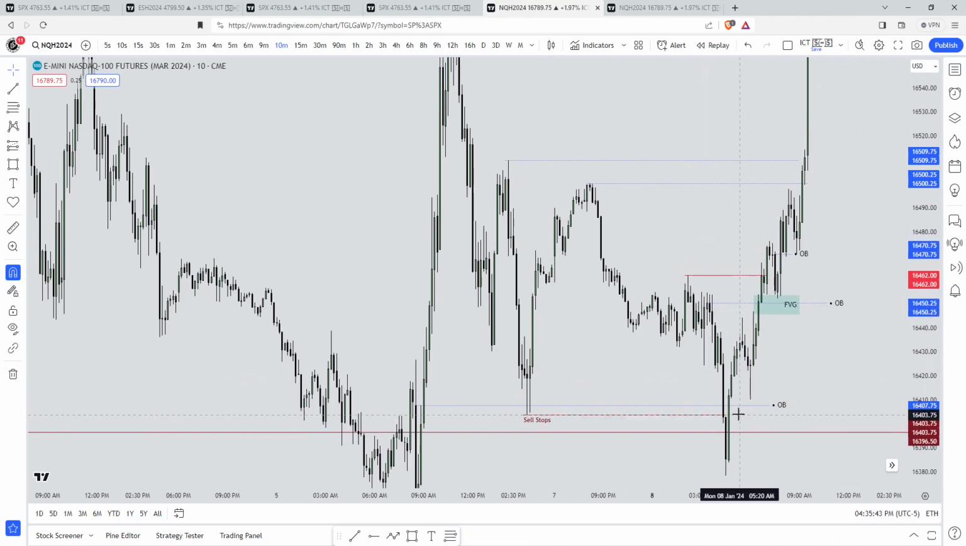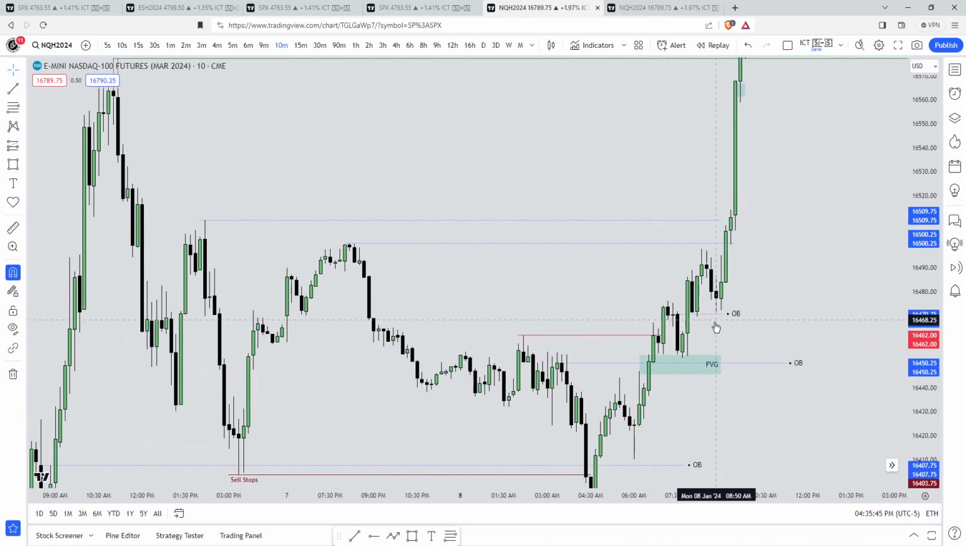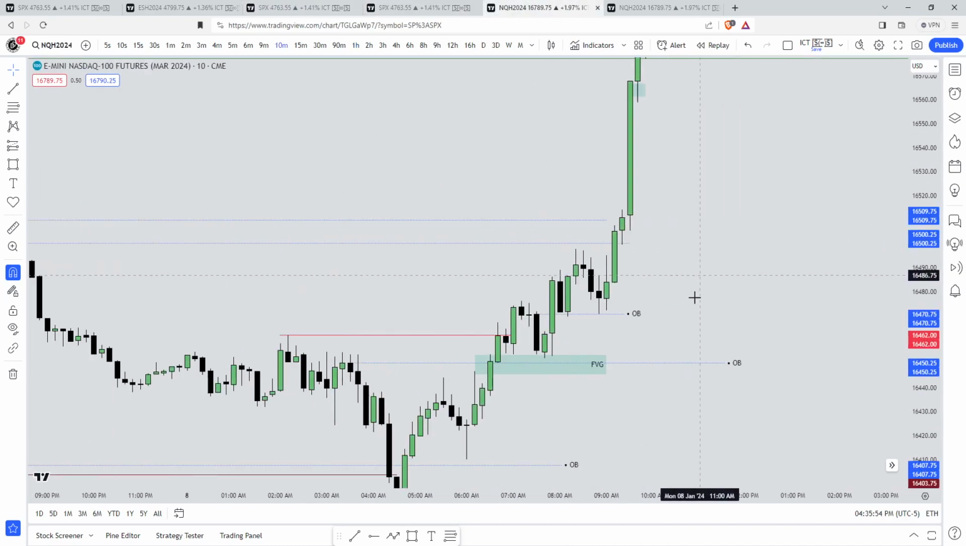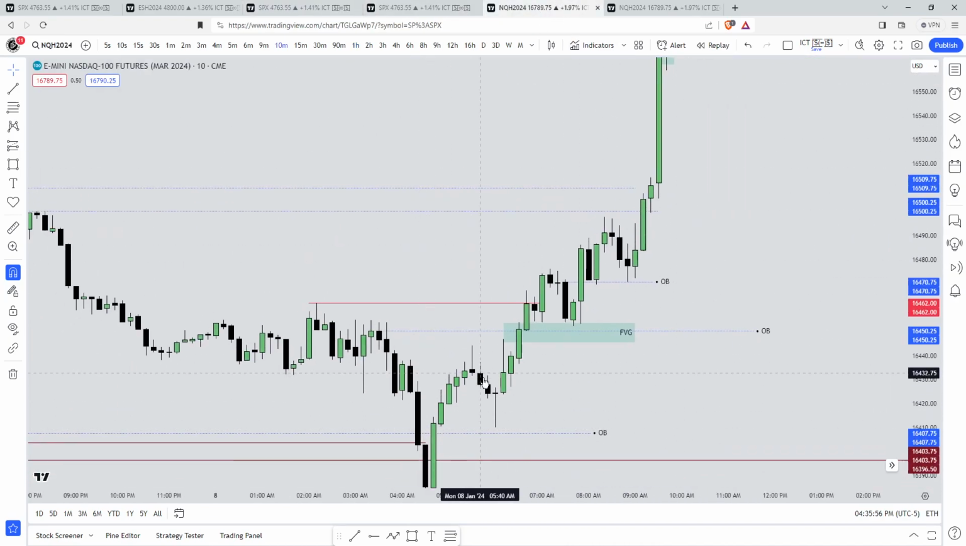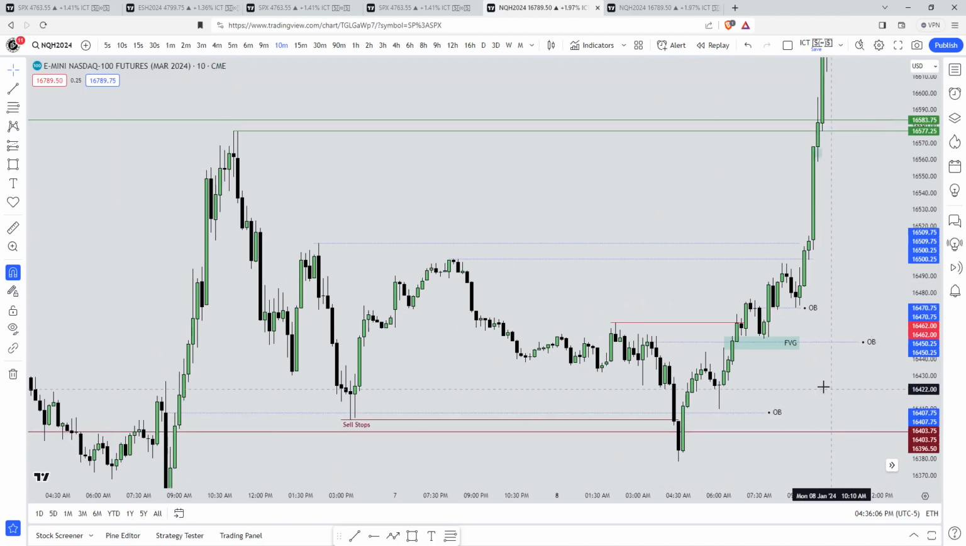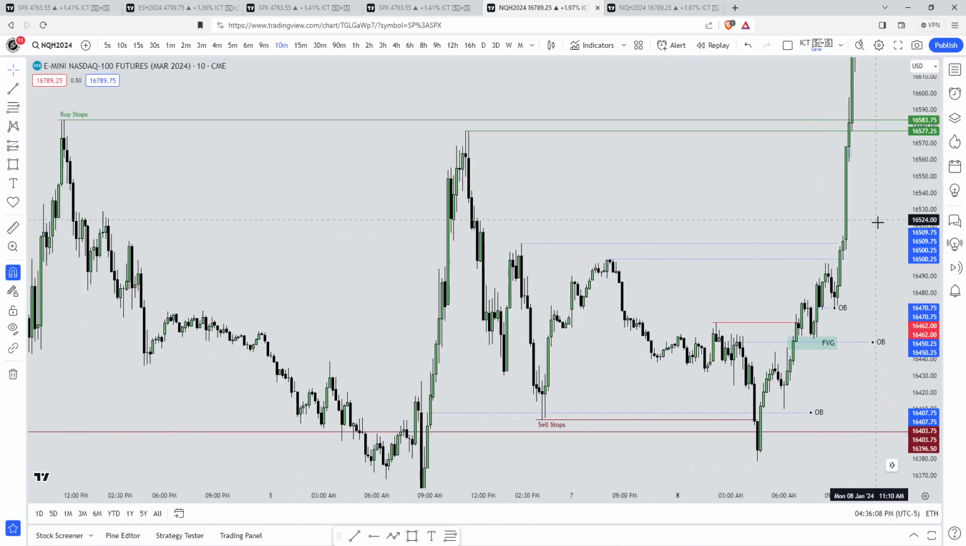And since it expanded away from those sell stops, it's just constantly giving feedback that order flow is bullish. It's respecting bullish PD arrays. Down close candles are acting as support. Price is returning to these down close candles right here, supporting that. Price trades higher, returns back to the down close candle here, trades higher, returns back to the down close candle, trades higher. So then it just starts to run immediately for the buy side.